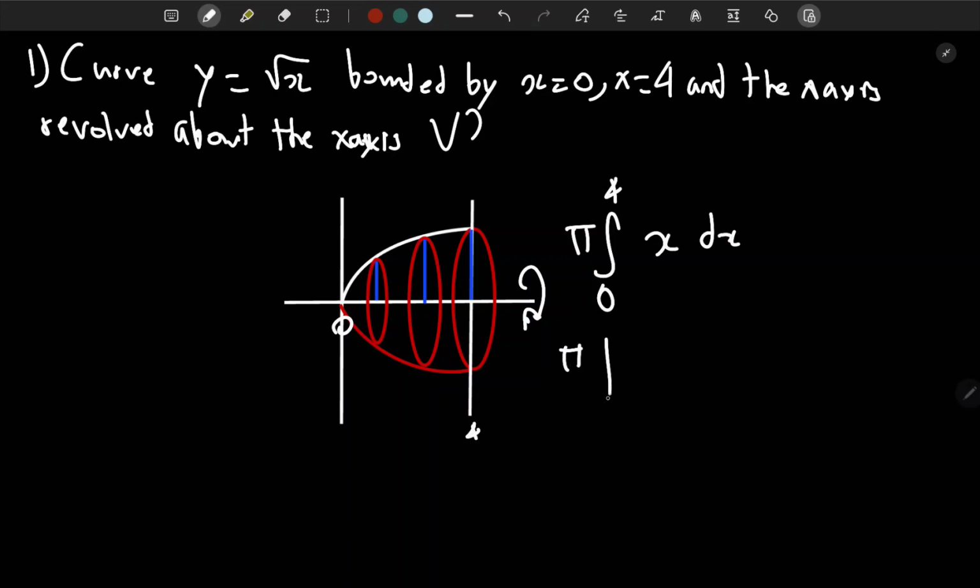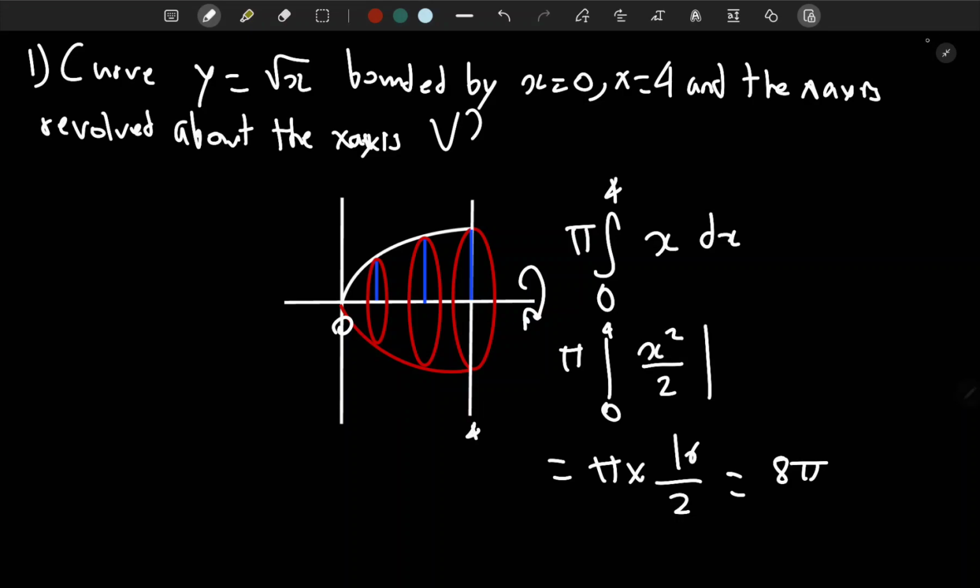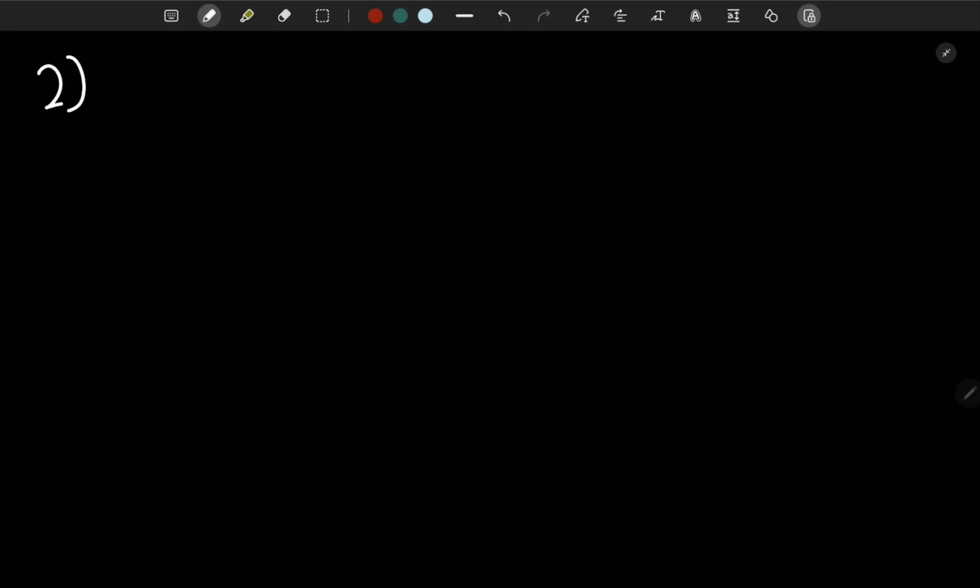So now it's going to be pi from limit 0 to 4 of x squared over 2, and the answer will be pi multiplied by, since the lower limit gives 0, 16 over 2, which is 8 pi. And that is the final answer. So you can see why drawing the graph is so helpful, you can immediately see what the radius is and use the formula.